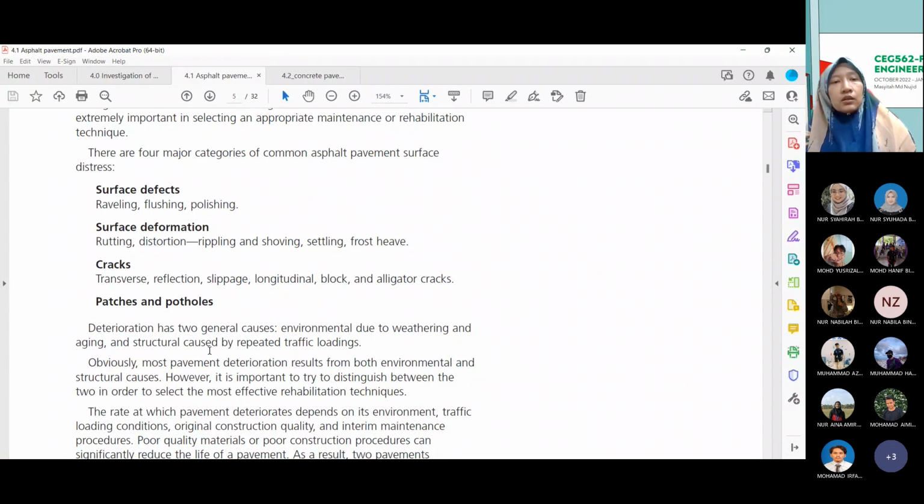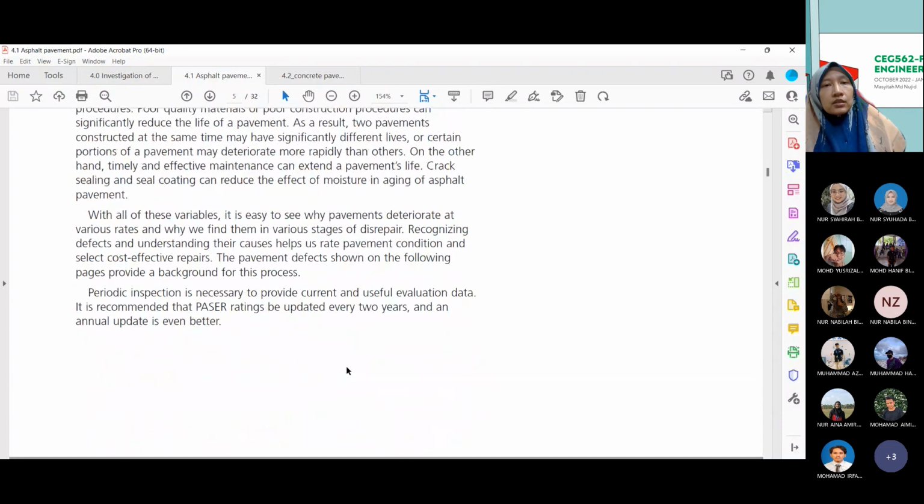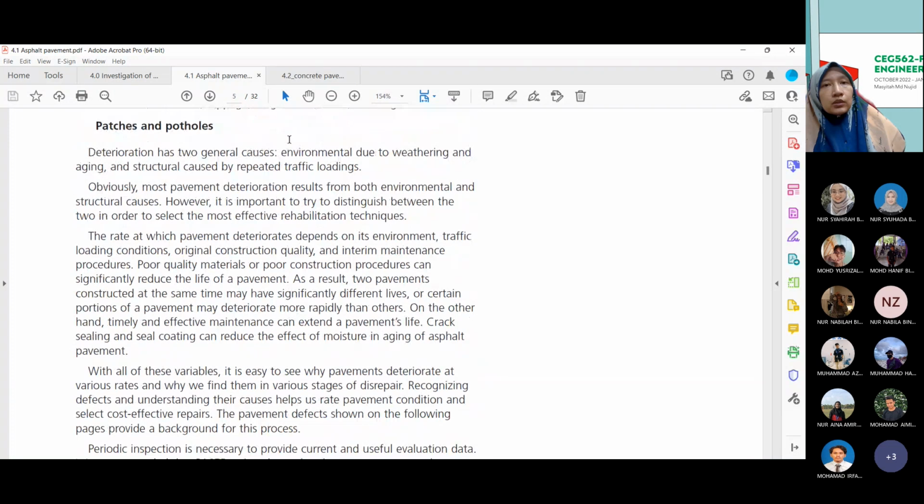Patches and potholes are two forms of deterioration which have two general causes: environmental, weathering, ageing, and structural, caused by repeated traffic loading. So the problems come from these failures due to the weathering and also the traffic loadings. Okay, this is an example for the asphalt manual.